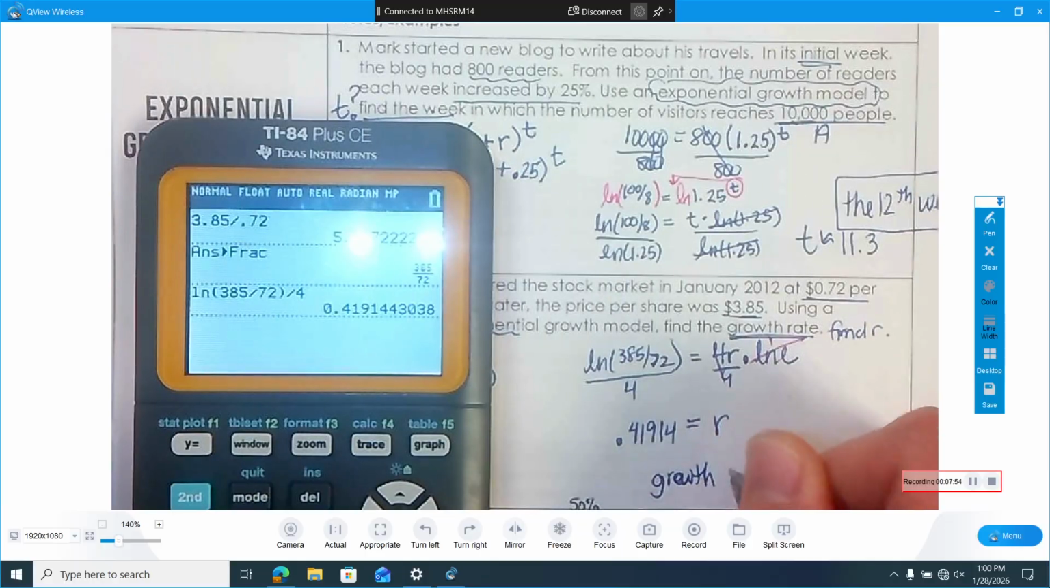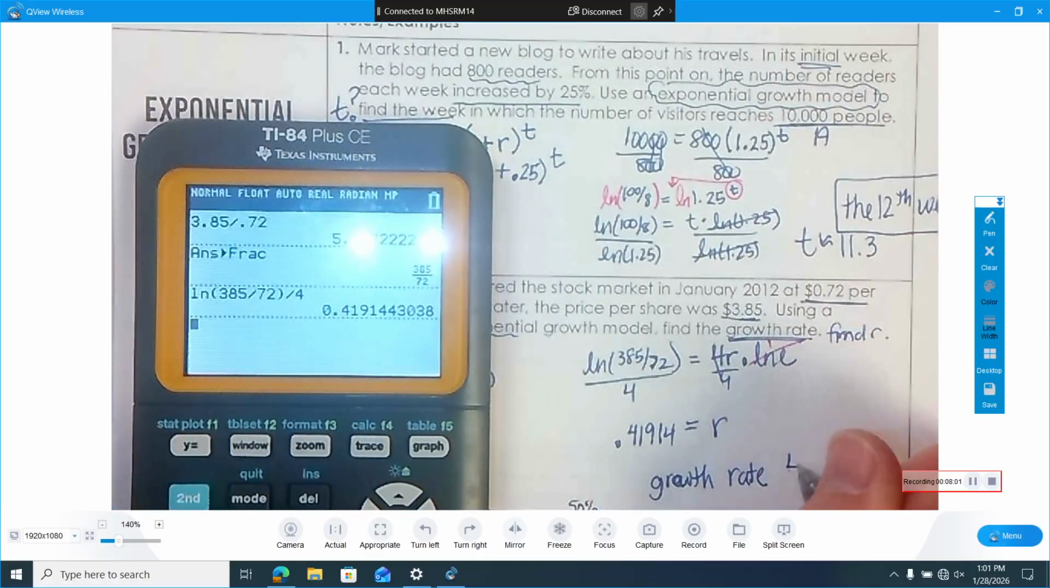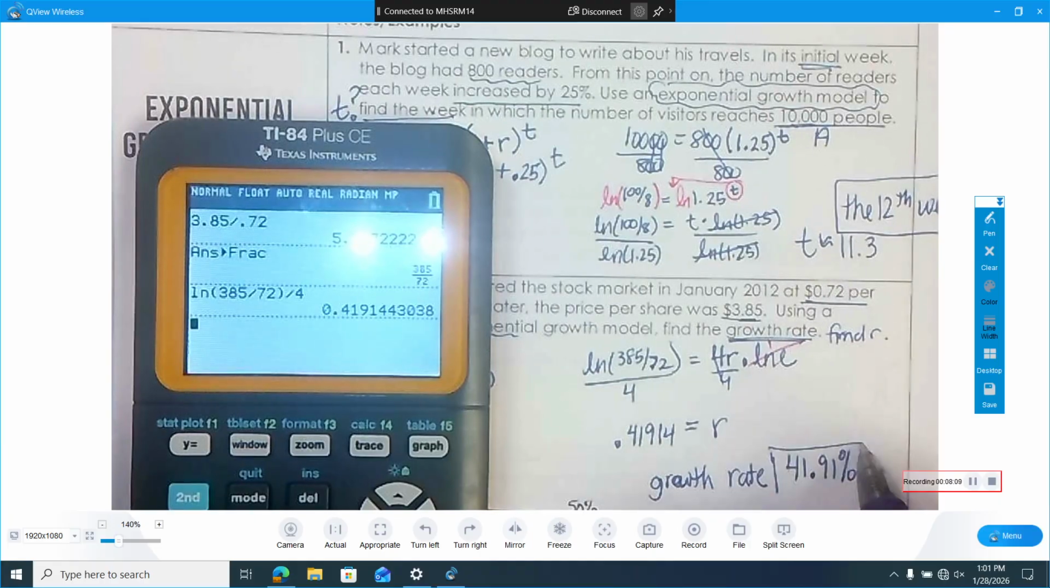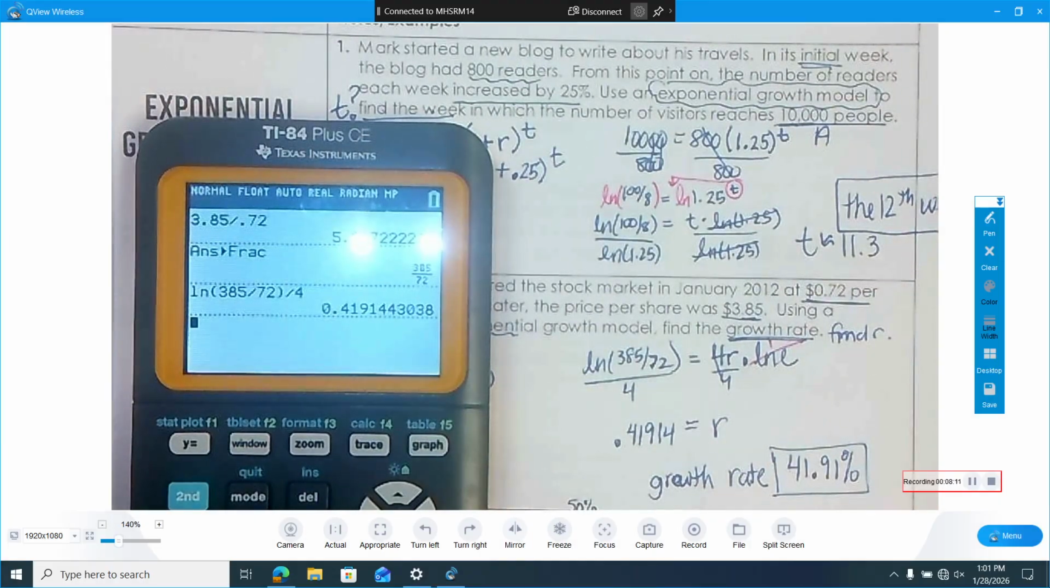Yeah, I would go, so we want to move the decimal 2 places back, so it's a percentage. So 41.91% or something. I don't know how many decimal places we want, but that is your growth rate right there, 41.91%.